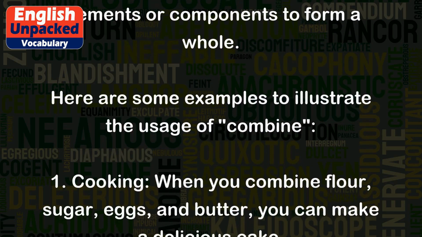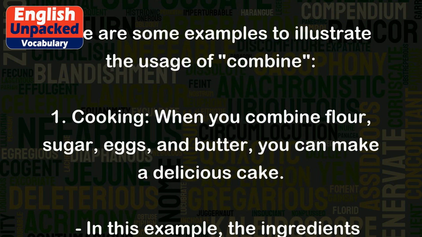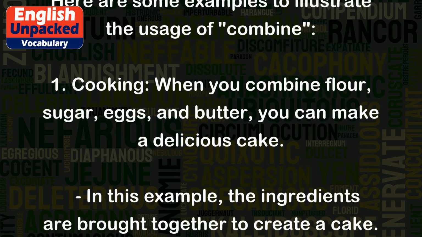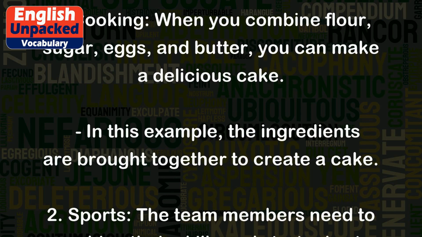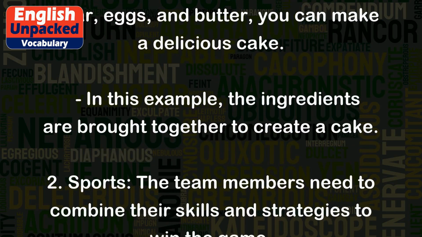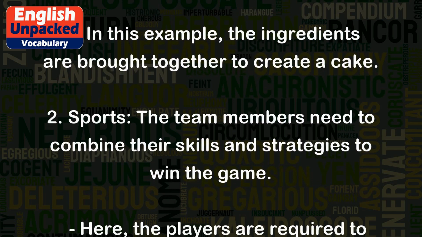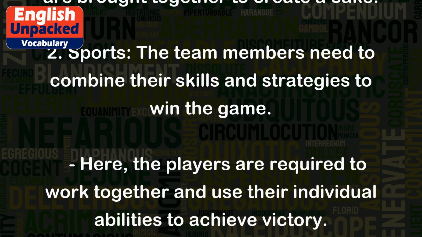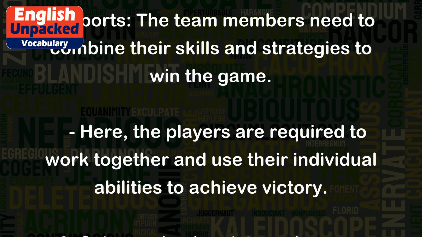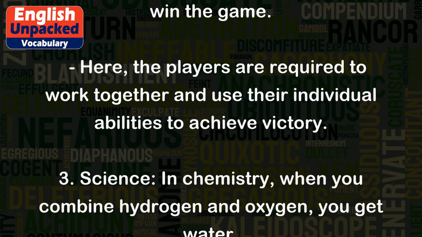1. Cooking. When you combine flour, sugar, eggs, and butter, you can make a delicious cake. In this example, the ingredients are brought together to create a cake. 2. Sports. The team members need to combine their skills and strategies to win the game. Here, the players are required to work together and use their individual abilities to achieve victory.